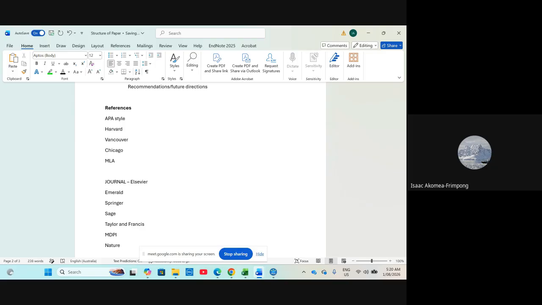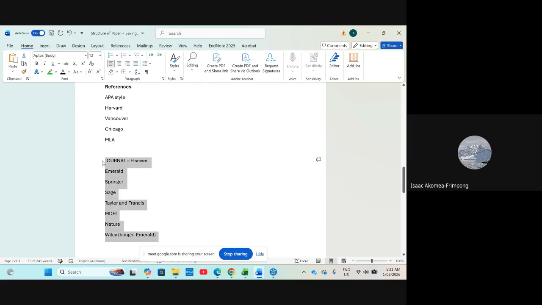Well known. Nature, but now I know Springer and Nature have merged. And then Wiley, I need to talk about Wiley. Wiley recently acquired Emerald. They have bought Emerald. So Wiley now controls Emerald. So these are the general hosting sites that, once again, as I said, people within the scientific community accept.